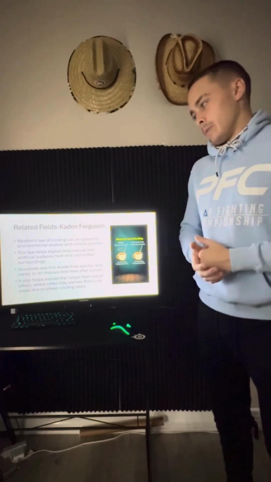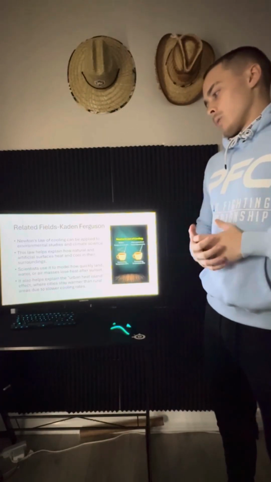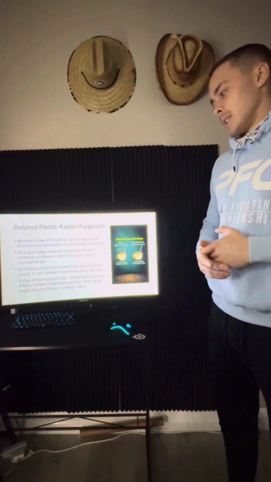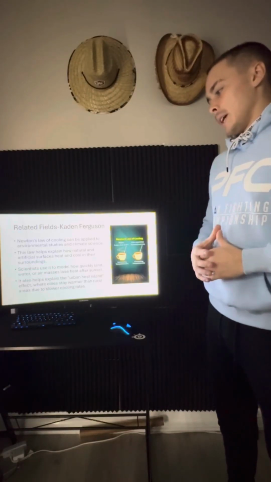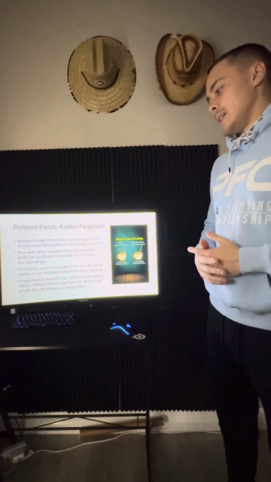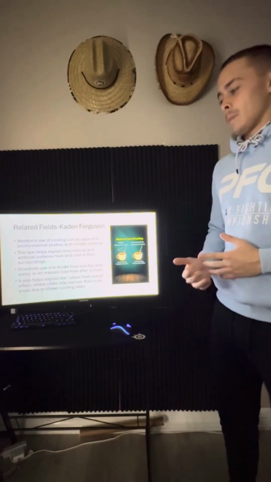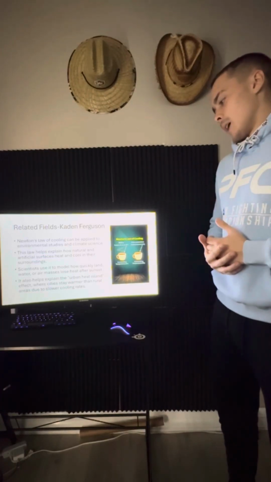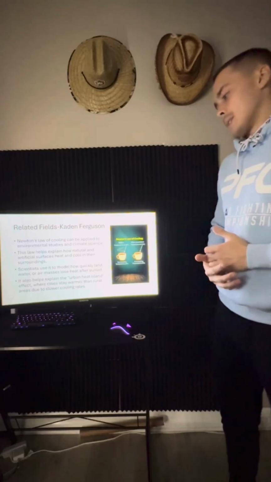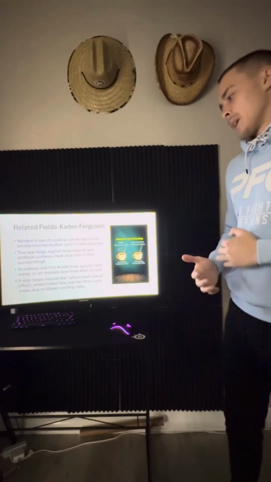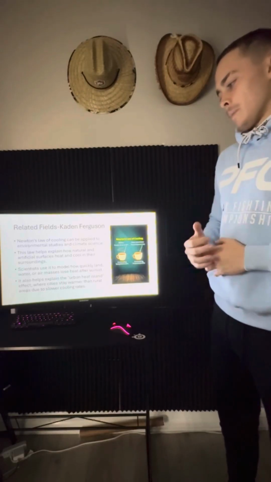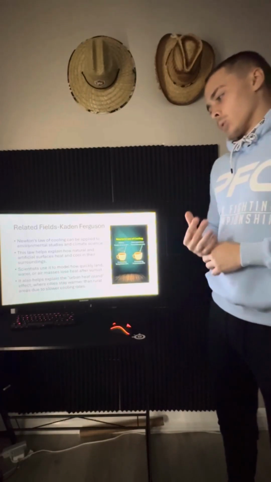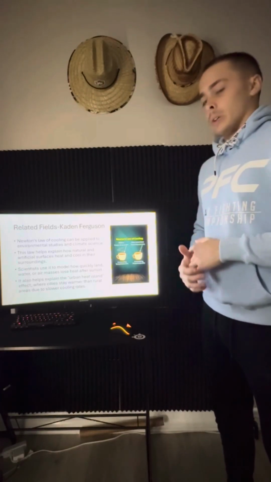On the related field subject, Newton's law of cooling can be applied to environmental studies and climate science. This law helps explain how natural and artificial surfaces heat and cool in their surroundings. Scientists use it to model how quickly land, water, or air masses lose heat after sunset. It also helps explain the urban heat island effect, where cities stay warmer than rural areas due to slower cooling rates.